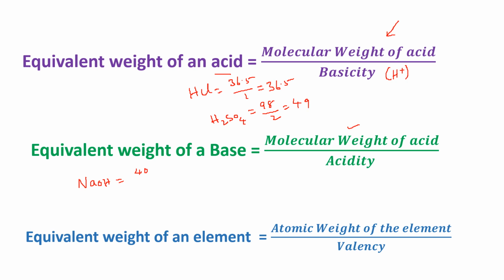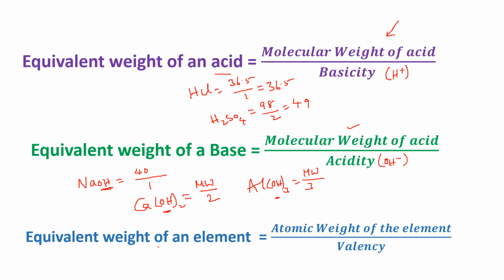What is acidity? Replaceable OH minus ions is called the acidity of a base. So here how many OH ions are there? 1, so divided by 1. Similarly, you take calcium hydroxide, that is molecular weight divided by 2, because here replaceable OH minus ions are 2. Suppose you take aluminum hydroxide, then molecular weight divided by how much? 3, because replaceable OH minus ions are 3.